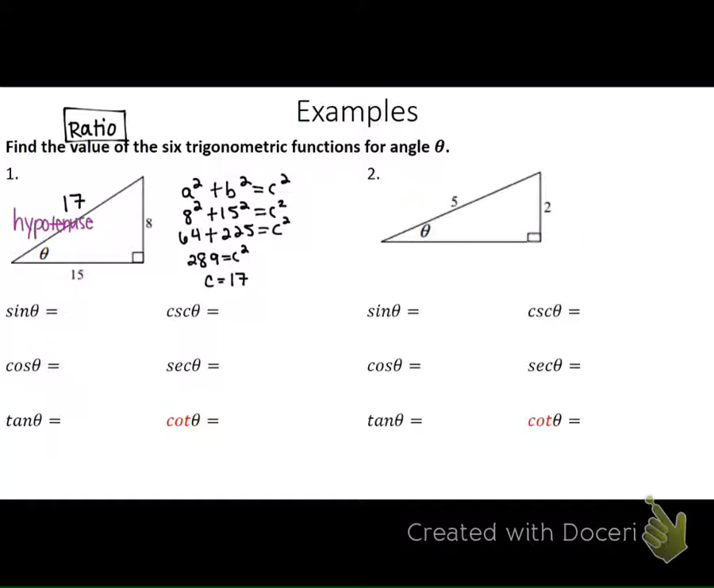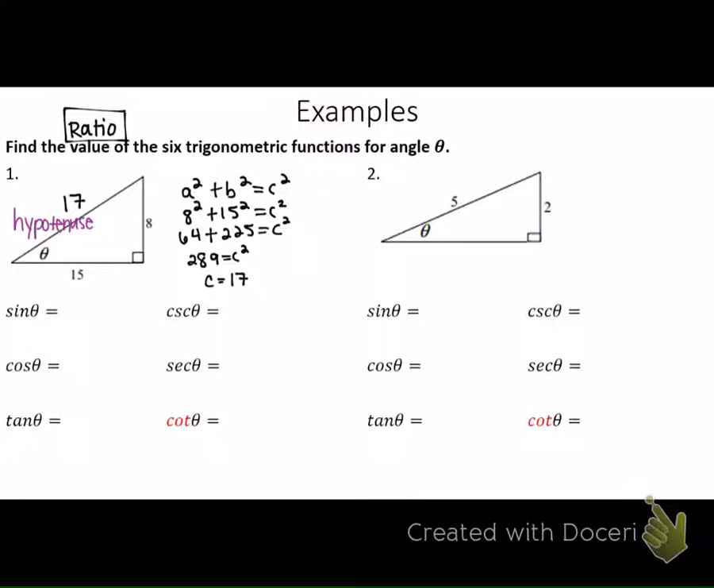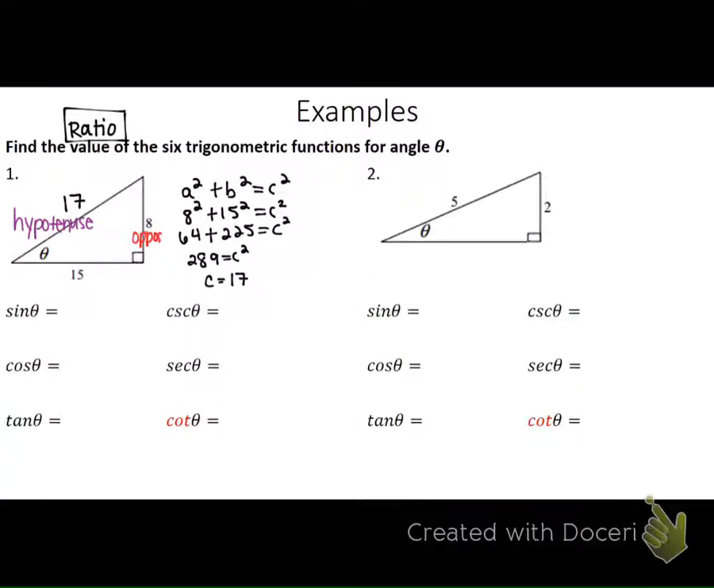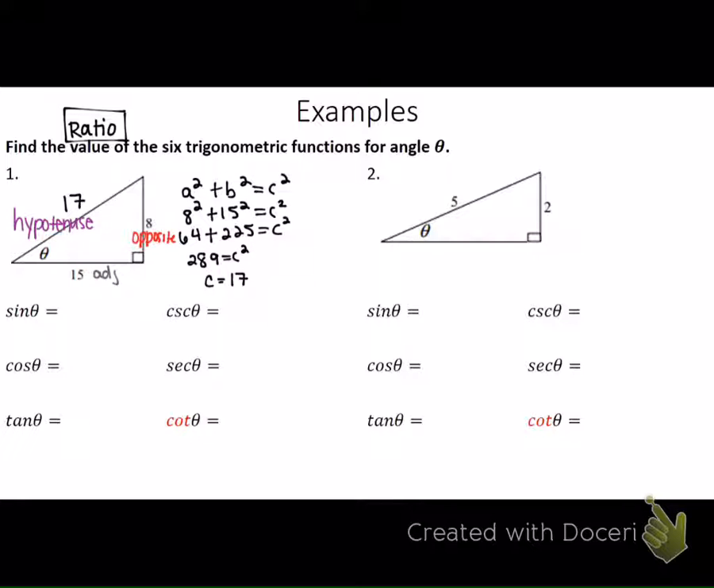Gabe, what is my opposite? No, it's never of the 90-degree angle. It's of theta. Could you see how there's theta inside here? So that forces the last one to be adjacent. So that's the first thing I would do, make sure you know what side is which.